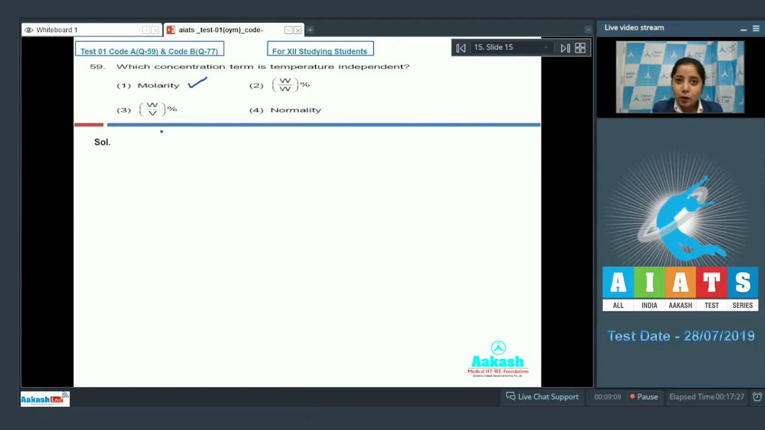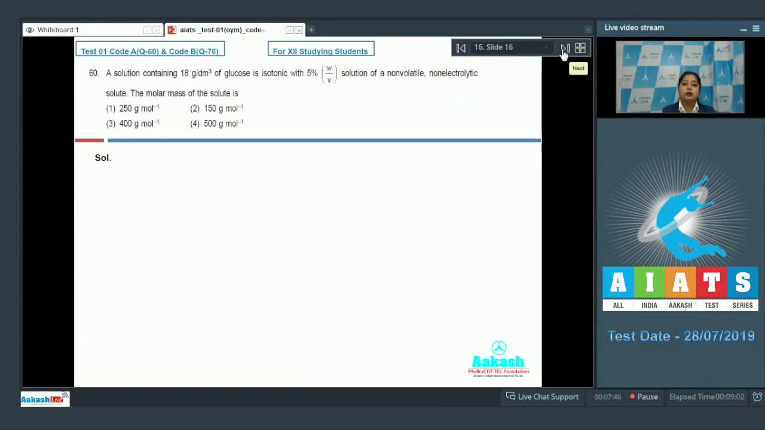Next we come to weight by volume percent. It will depend upon temperature because it has a volume term. The last is normality. This will also depend upon temperature because it has a volume term. So the correct answer is option number 2. Class, let's move to the next question. Question number 60. Let's read the question.